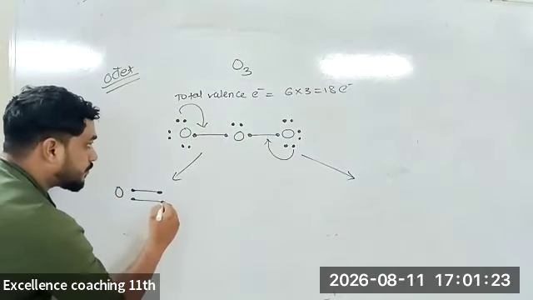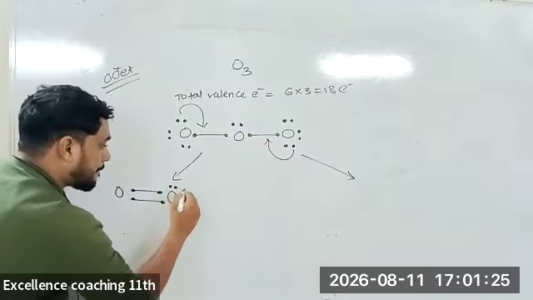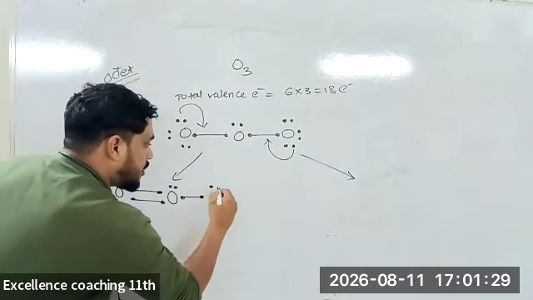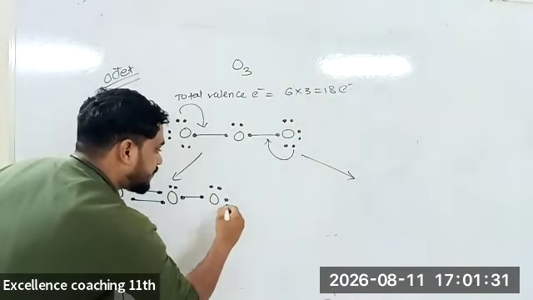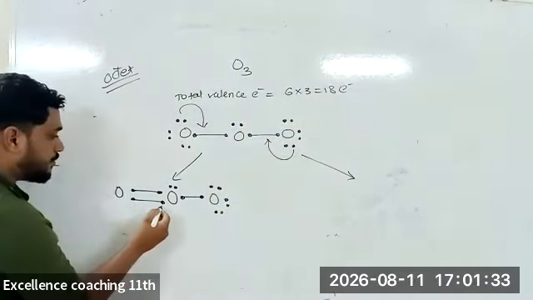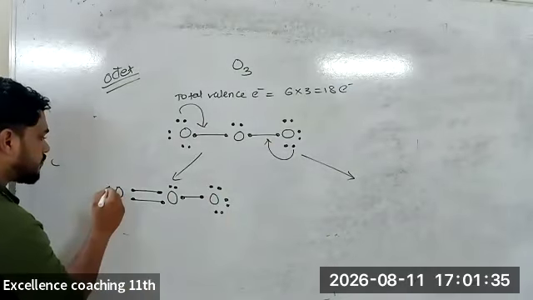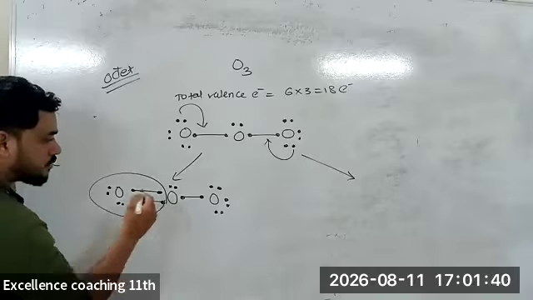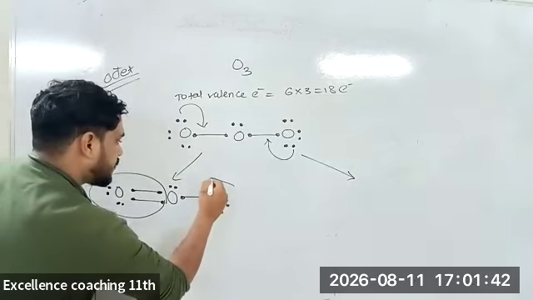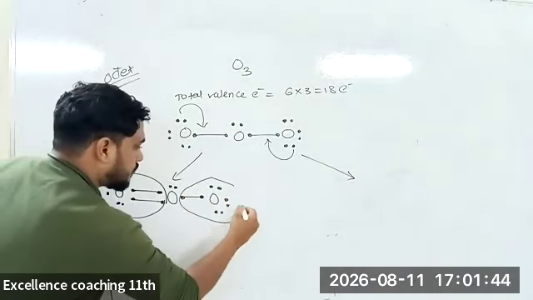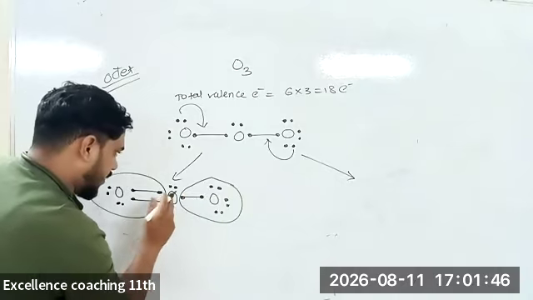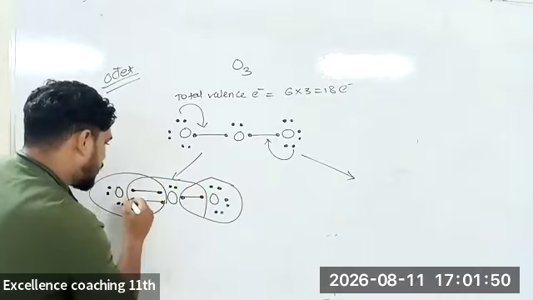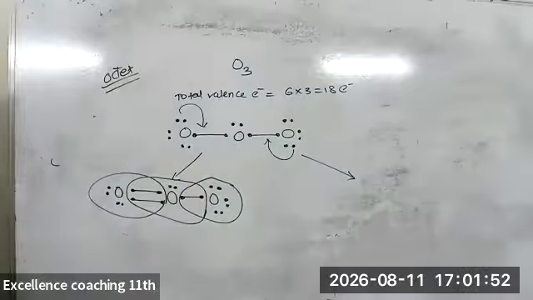Draw it like this. The dots are important. So I will get this, correct, and 1, 2, 3, 4, 5, 6. Check. It will be like this.